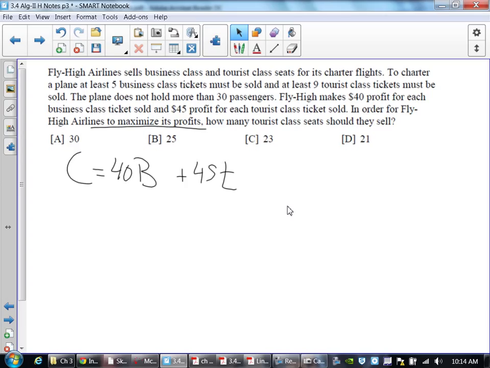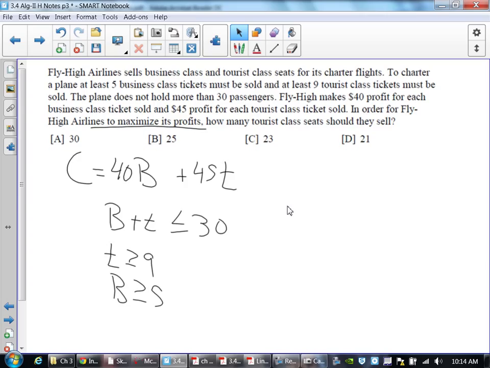30. Can you include 30? Yes. So B plus T has to be less than or equal to 30. Pretty straightforward. The plane must have at least 9 tourist class, so T has to be greater than or equal to 9. And the other one has to be at least 5, so B is greater than or equal to 5.